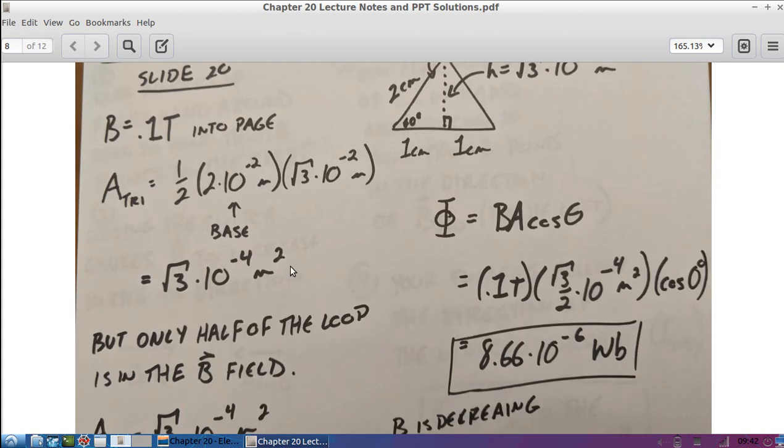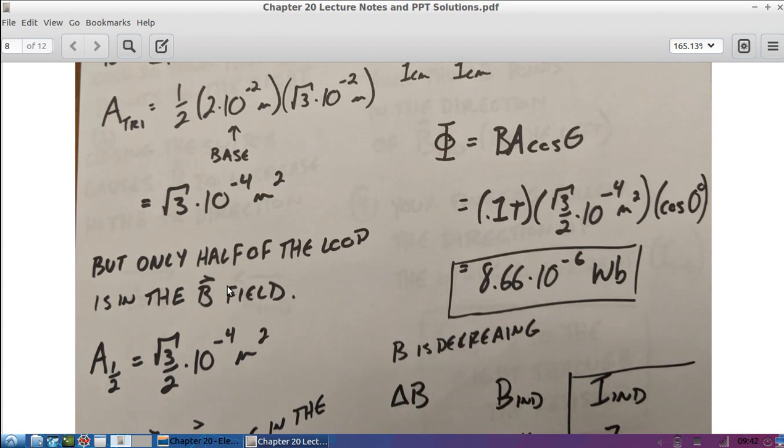So again, what I did was I calculated the entire area of the triangle, and then I divided it by 2. So I get root 3 over 2 times 10 to the negative 4 meters squared. If you've got a decimal, that's fine. You can work with that, no problem.